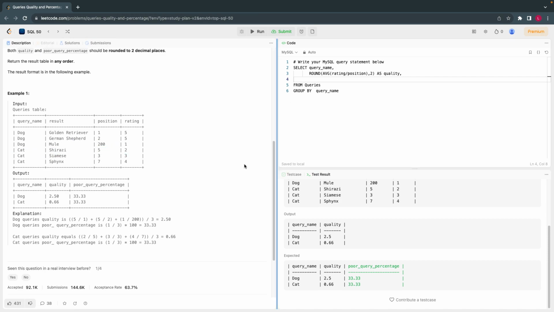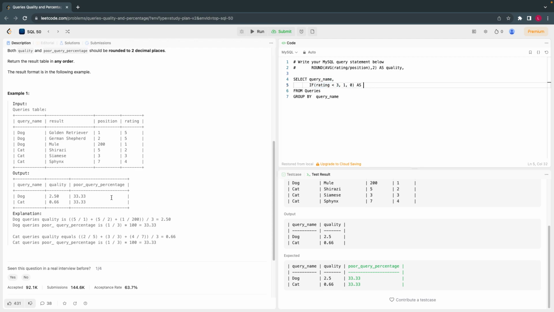So how do I calculate? I can use something like an if. Wherever the condition is met, wherever there is a rating which is less than 3, I'll mark it as 1, else I'll mark it as 0. So let's take this as a later point. We can come back to this. Let's calculate only this percentage.